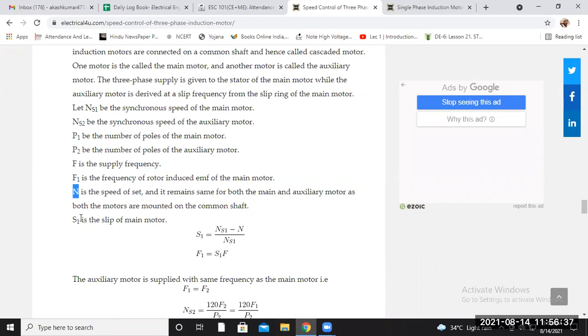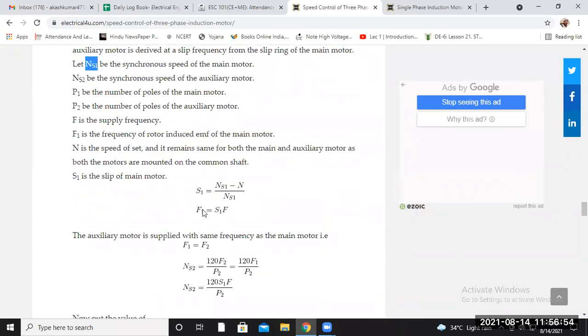Now the next is how we can find the slip of the main motor. As you know, the value of the slip is given by the synchronous speed. That is, the synchronous speed of the main motor is ns1. Then the rotor speed is common. So the slip S1 is ns1 minus n divided by ns1. This F1 is the rotor frequency of the main motor, and it is given by the slip of the main motor and the frequency of the supply source, that is the main motor supply frequency. From there you will get F1 equal to S1 into F.